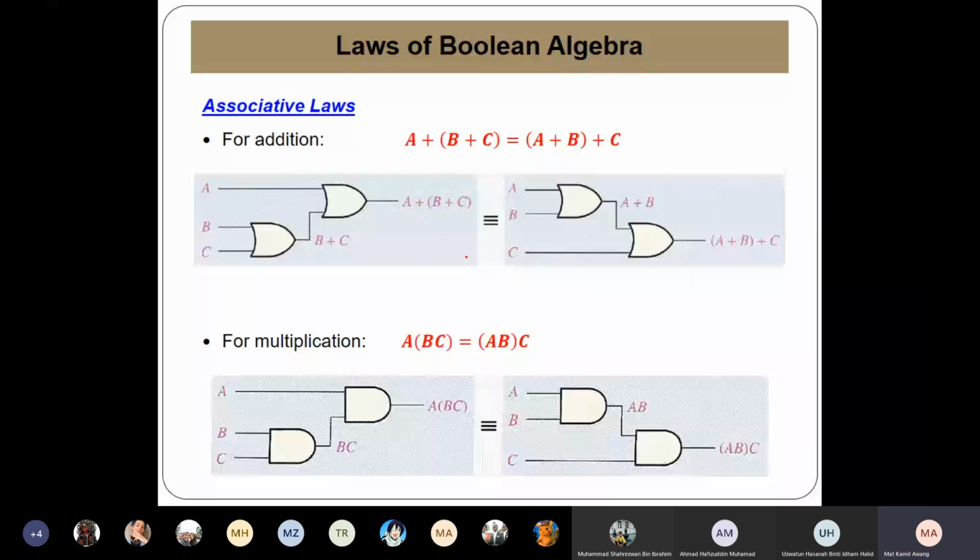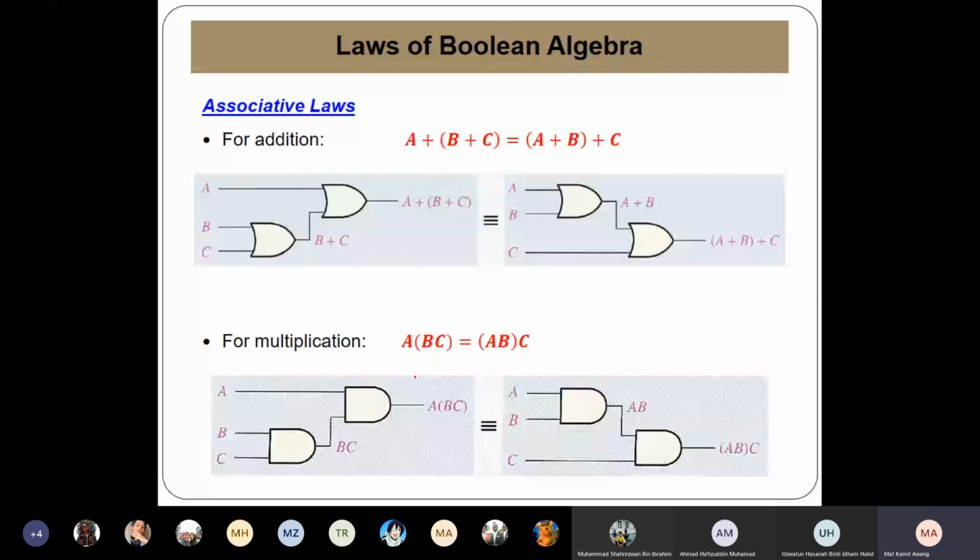In terms of logic gates, let's say you have 3. In this case, you do the B or C first, then you OR with an A. So you get A or B or C. It is actually the same result as when you OR the A and B first, then after that you OR with a C. So A or B in brackets, or C. It's still the same, right?